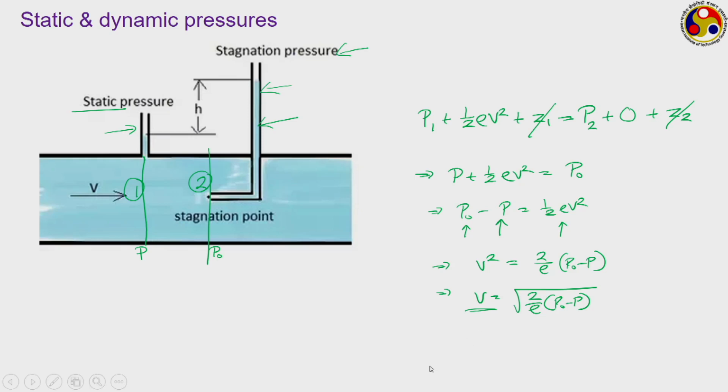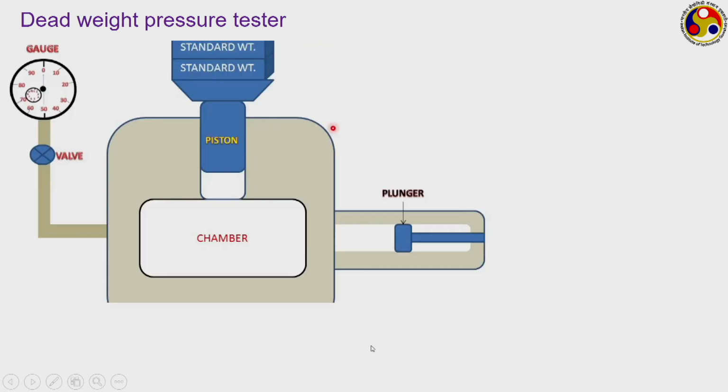Now, once we know these classifications, that is absolute and gauge pressure and also static and dynamic pressure, let us talk about a few instruments of pressure measurement. The first one that we have is the dead weight pressure tester. It is a very simple mechanism. However, it is generally used more for calibration of gauges, not for common pressure measurements. That is why they are generally available either in standard laboratories or places used for manufacturing of pressure gauges.